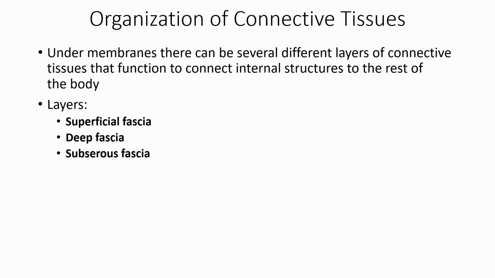So now, how are we organized? How do we organize connective tissues together? We're looking at fascia, or fascia, depending on who you talk to. Under these membranes, there are several different layers of connective tissues that help connect the internal structures to the rest of the body. We have the superficial, the deep, and the subserous fascia.